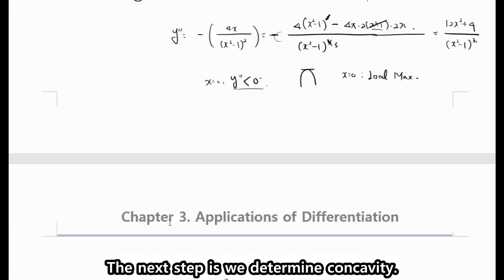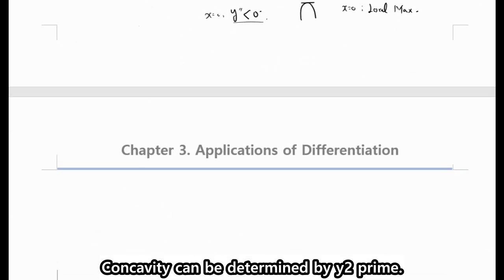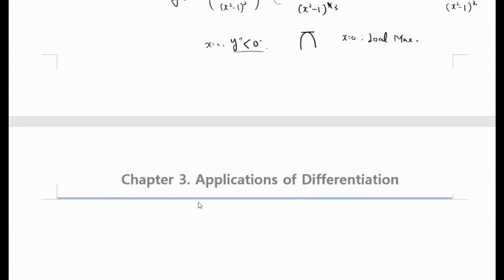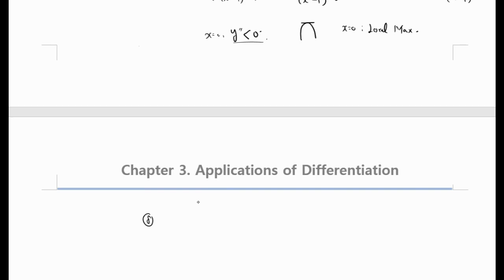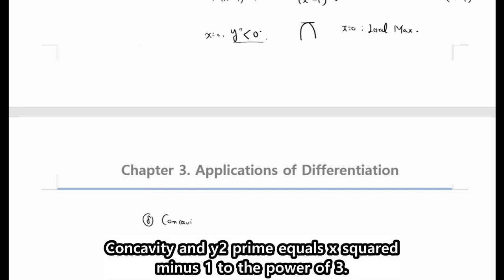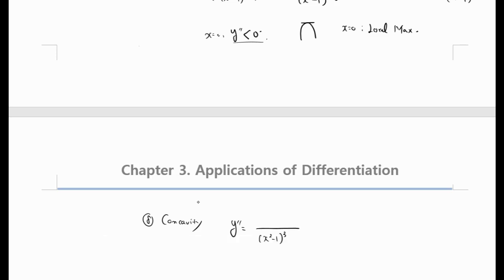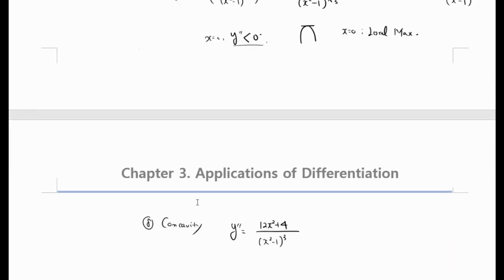So next step is we determine concavity. Concavity can be determined by y double prime. That's the concavity, and y double prime equals (x squared minus 1) to the power of 3, 12x squared plus 4. So x squared plus 4.